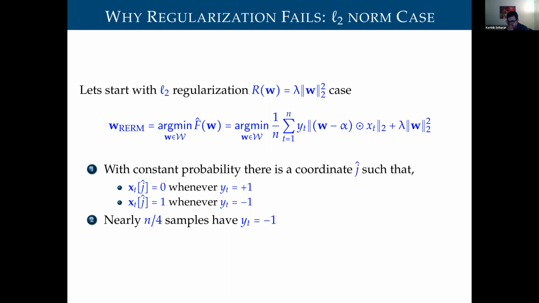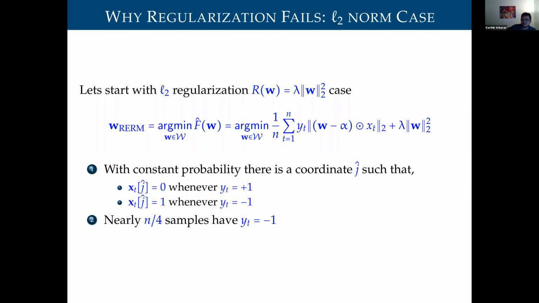And here specifically, the sequence that we're going to look at is the following. We are interested in whether there's a coordinate j hat such that whenever yt is positive, x_t of j hat is going to be 0, and whenever yt is negative, x_t of j hat is going to be 1. Of course, this is on the empirical sample. This says that for every t, if yt is equal to +1, x_t of j hat is equal to 0, and when yt is -1, x_t of j hat is equal to 1. So it's switched on only when yt is negative, and it's switched off whenever yt is positive. And this happens with constant probability because d is that large.